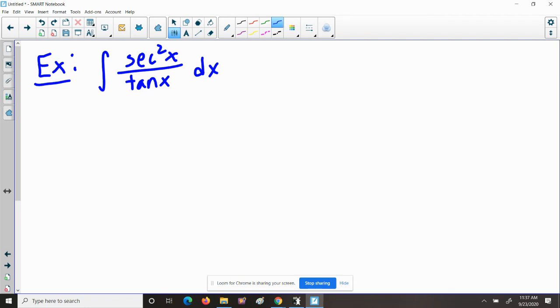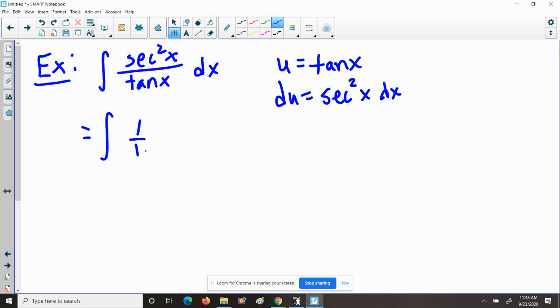But if you start to take a look at this one, I would immediately recognize, hey, I have a tangent, and the derivative of tangent is secant squared. So I'm probably going to be using u-substitution where my u is tangent. That's where my first thought goes. U is tangent, which means du, the derivative, would be secant squared of x dx. Now, as we start to rewrite this in terms of u, the tangent on the bottom means that's 1 over u, and then secant squared of x dx is just du.